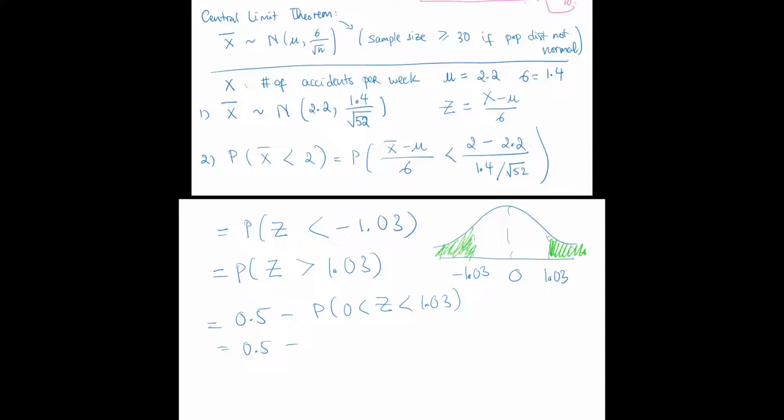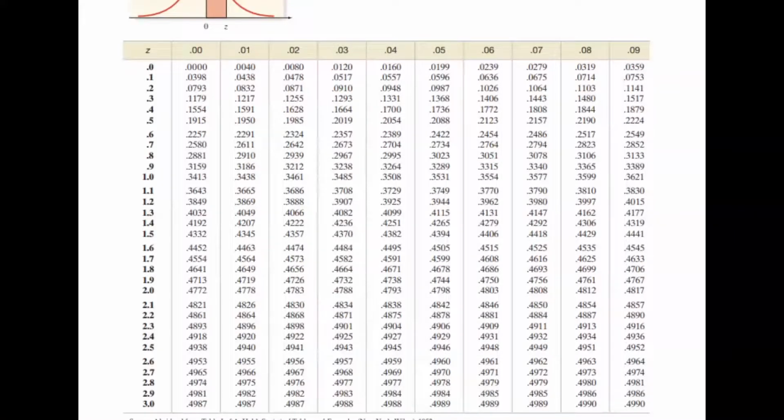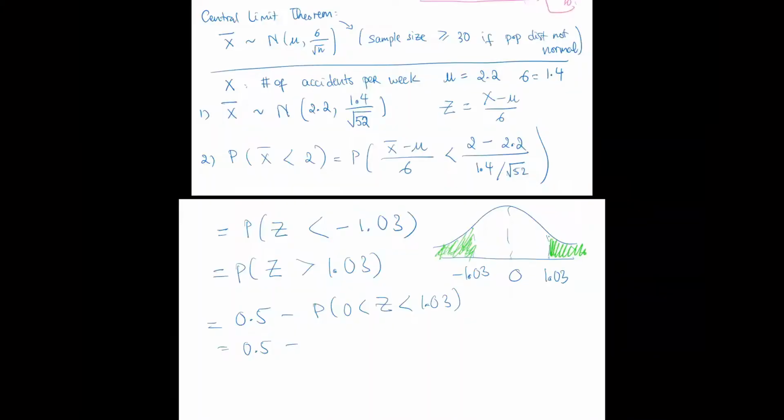This term is where we should use the Z table. We want to find the area between 0 and 1.03. So if I look at 1.00, 1.01, 1.02, 1.03, this thing here, I have 0.3485. And then 0.5 minus that is 0.1515. And it is our final answer for part 2.